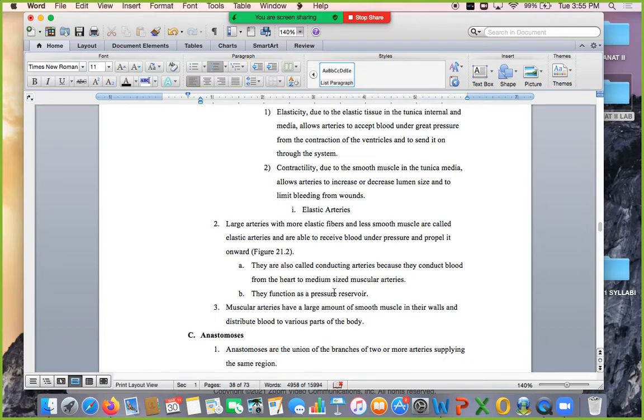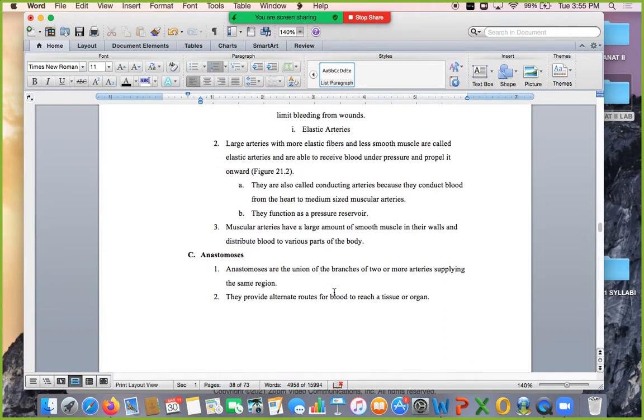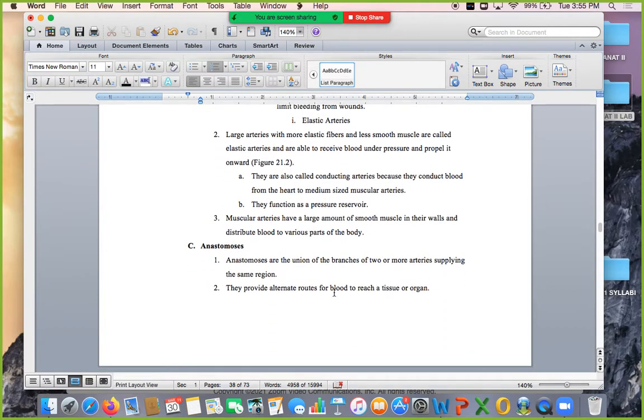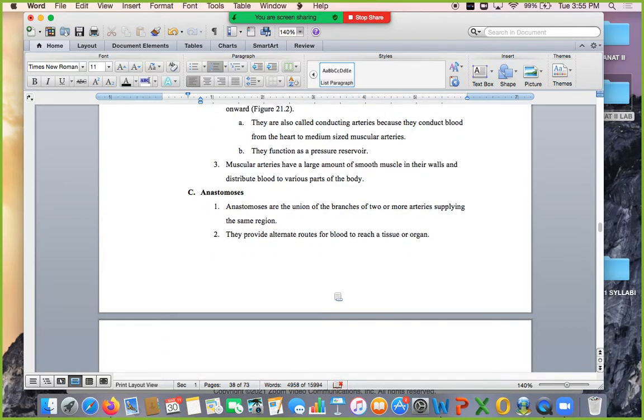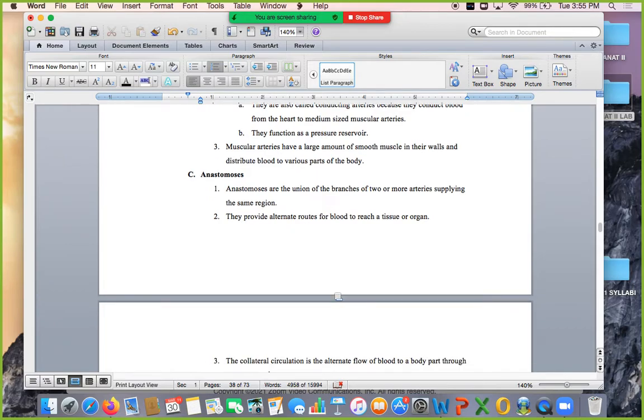And they're going to help serve as a pressure reservoir as well. Now, we have a lot of areas where we have arteries that are going to branch to each other, into and back and forth from each other, like neighborhood routes, so that we can supply blood to the same region. These are going to offer alternate routes for blood to be able to get to a particular tissue or organ.